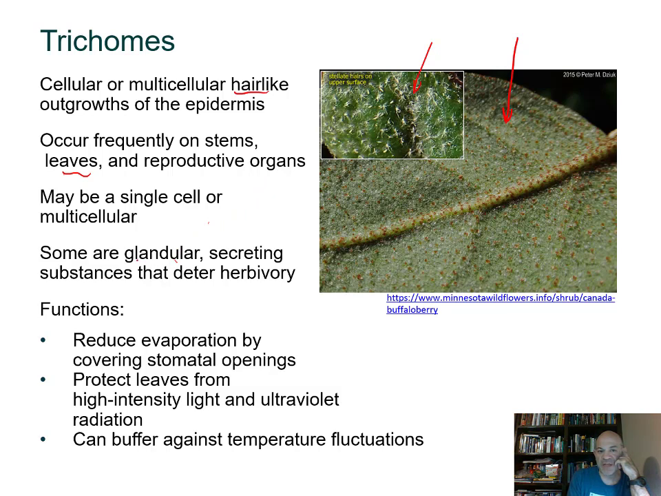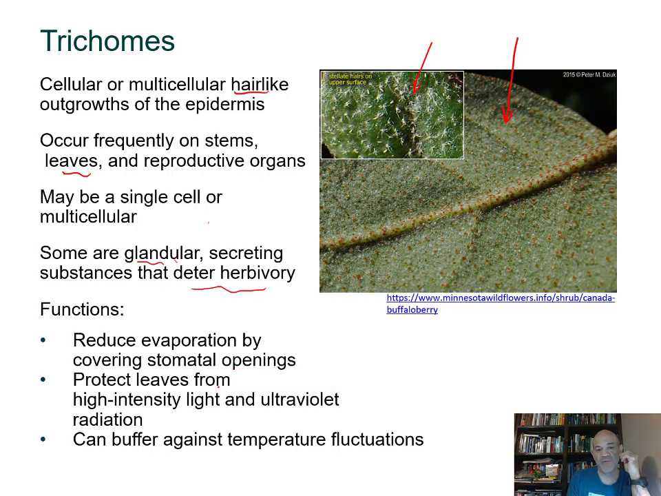Now, some are going to be glandular, and they secrete substances that deter herbivory. And I'll show you an example here on the next slide. But what are some of the functions here? Well, one function is that these trichomes may border the stoma or the stomata, and that can help reduce water evaporation. If you can trap water vapor there, then it's harder for more water vapor to evaporate.